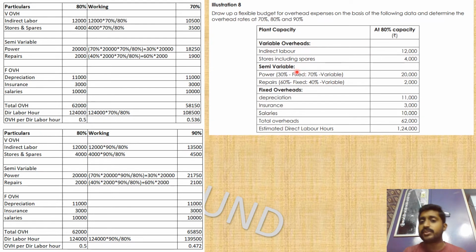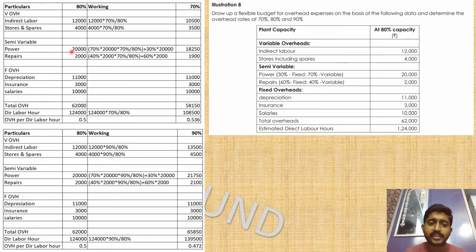Next, the challenge is the semi-variable overhead. So what is semi-variable? Semi-variable means it is partially variable and partially fixed. We have to split the variable and fixed components. For the variable part we apply the same logic we applied for the variable overhead, and for the fixed part we retain it as constant, because it will not change with the level of activity. Fixed cost will be constant at all levels of activity. Now the power expenditure is given as 30% fixed and 70% variable. 20,000 is the full amount.